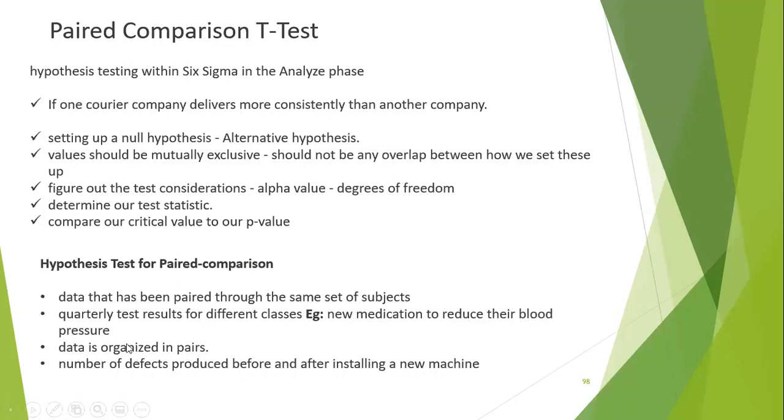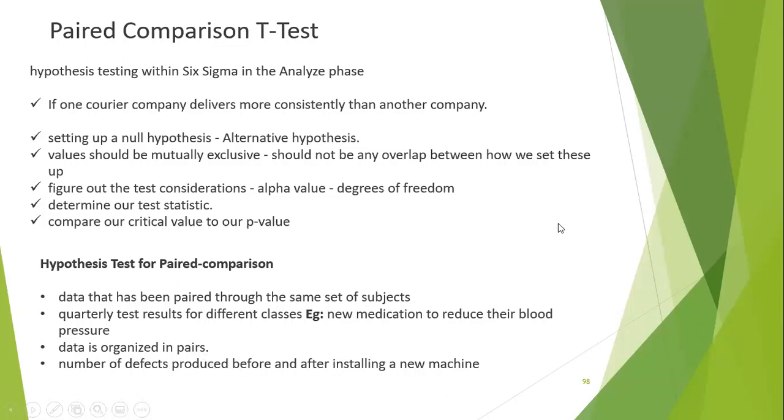For example, I'll take one scenario. We want to take quarterly test results for a different class, with a new medication to reduce blood pressure. We take two sets of people and want to understand whether the blood pressure is reducing based on the medication we are giving them. So the link here is the people and their blood pressure, which is a paired comparison based on the new medication test, right? There should be two sets of data to compare, and the data should be organized in pairs.